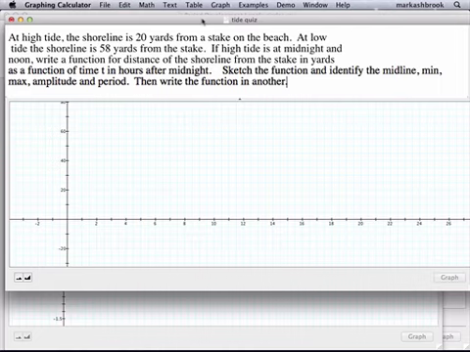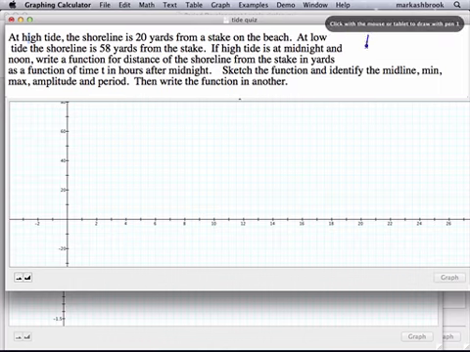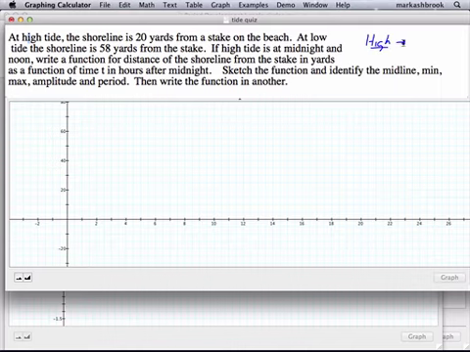So let me point something out. You have to really think about this. High tide is at 20 yards. You really got to get this straight. High tide means the shoreline would be getting closer to the stake, so it would be a shorter distance. Low tide, the shoreline recedes out towards the ocean, so the distance is greater.